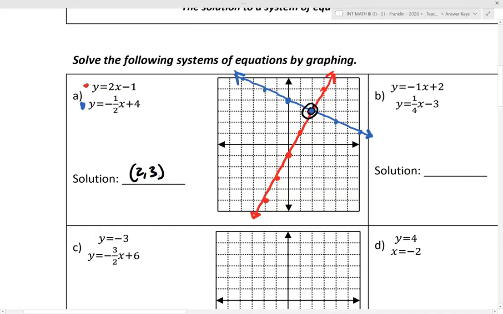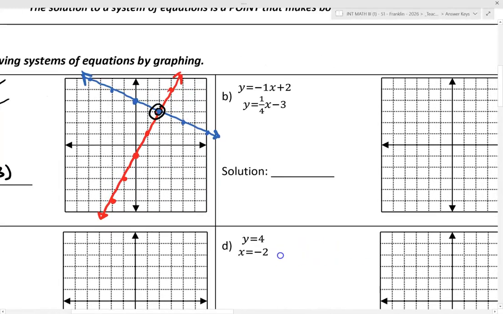It's always a good idea just to mentally confirm that our solution is correct by putting 2 in for x and 3 in for y. And you don't always have to do this, and definitely don't have to write it down, but you should do it in your head. So if I do this up here, 2 times 2 is 4, and 4 minus 1 is 3, so that equation works. And for the second one, 2 times negative 1/2 is negative 1, plus 4 is 3 as well. Right, so if you mentally confirm that your point works for both equations, you can be pretty sure you graphed things correctly.